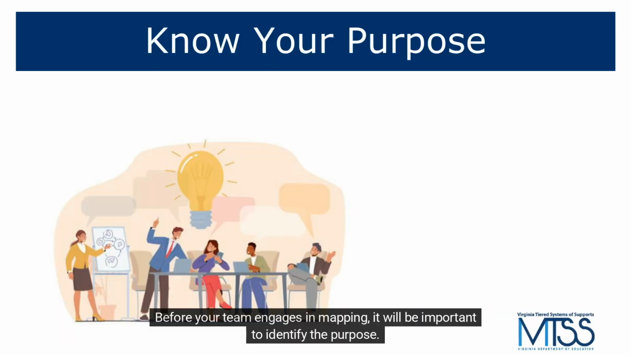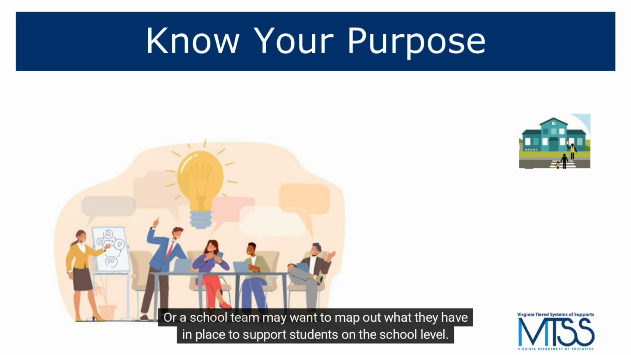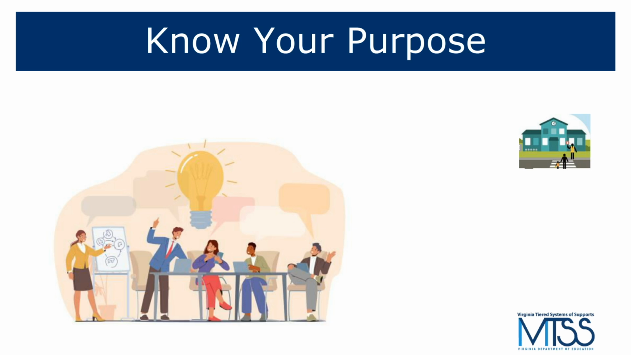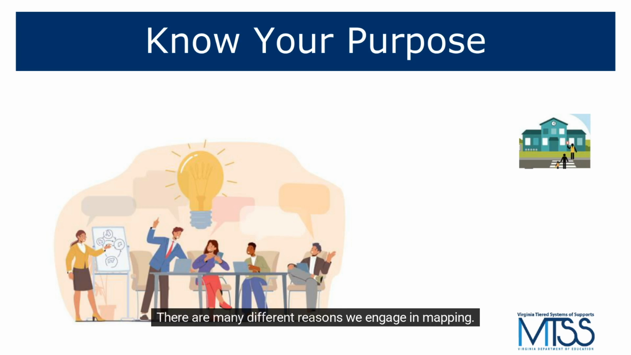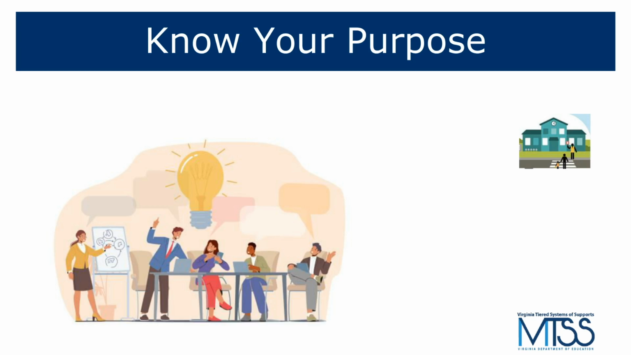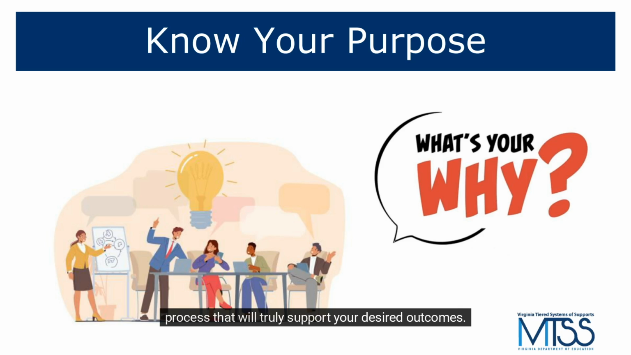Before your team engages in mapping, it will be important to identify the purpose. A division-level team may be making decisions about broader initiatives impacting the entire division. Or a school team may want to map out what they have in place to support students on the school level. What questions is the team hoping to answer by engaging in this mapping process? There are many different reasons we engage in mapping. Taking the time to identify your why is going to be a critical first step to ensure that it will be an effective process that will truly support your desired outcomes.